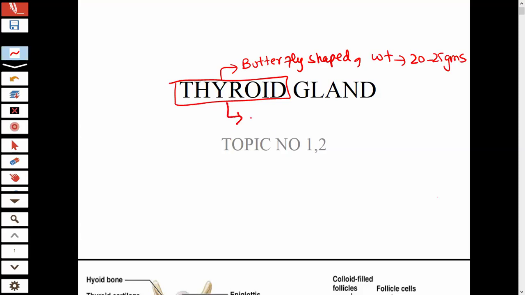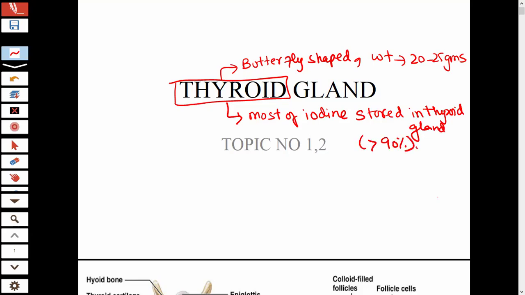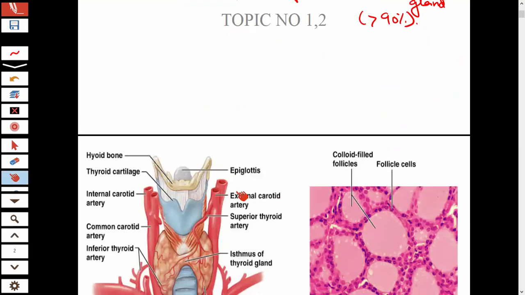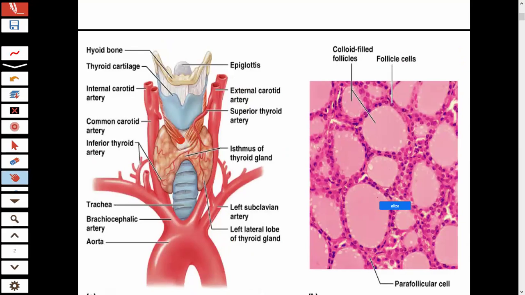And please remember that most of the iodine present in your body is stored in the thyroid gland. More than 90% of the iodine is stored in your thyroid gland. Now I will show you the picture of the thyroid gland. See here, this is your thyroid gland.